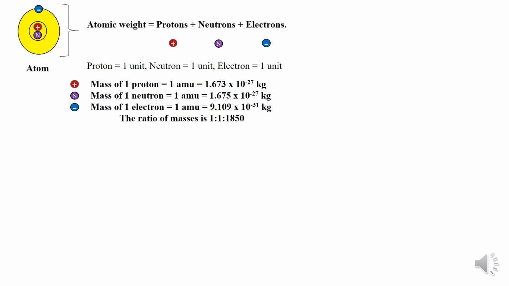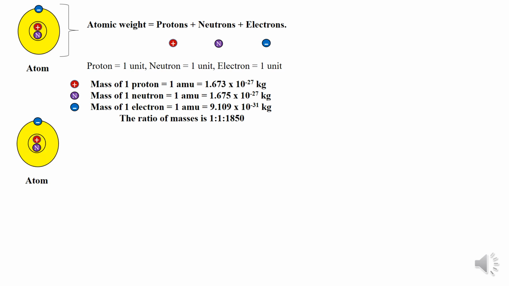So when you consider the ratio of masses of these three subatomic particles in terms of atomic mass units, the ratio is 1:1:1850. That is to say that the mass of an electron is nearly 2000 times lighter than that of a proton and neutron.